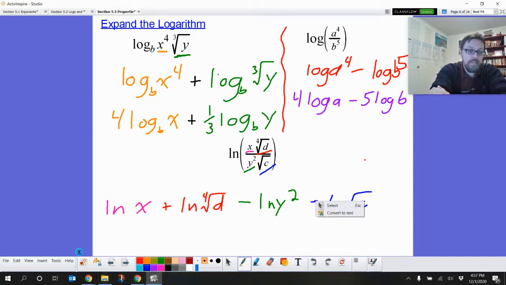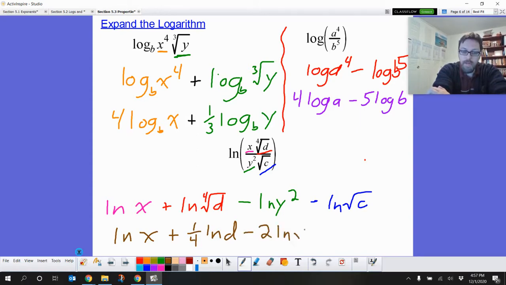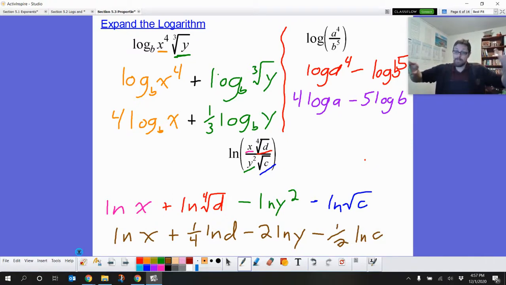Now we want to bring all of our exponents in front. I'm just going to do this all in the same color. So we get ln of x plus that 4th root is a 1/4 exponent that we can pull in front of the natural log. So let's do it. Minus 2 ln of y minus that square root is a 1/2 exponent. So let's pull it in front. So all we have left in the inside is a c. So we fully expanded that thing, and we could also push it back together to return it back to our original format. We're not changing its value, we're changing how it looks to hopefully make our problem working a little simpler.